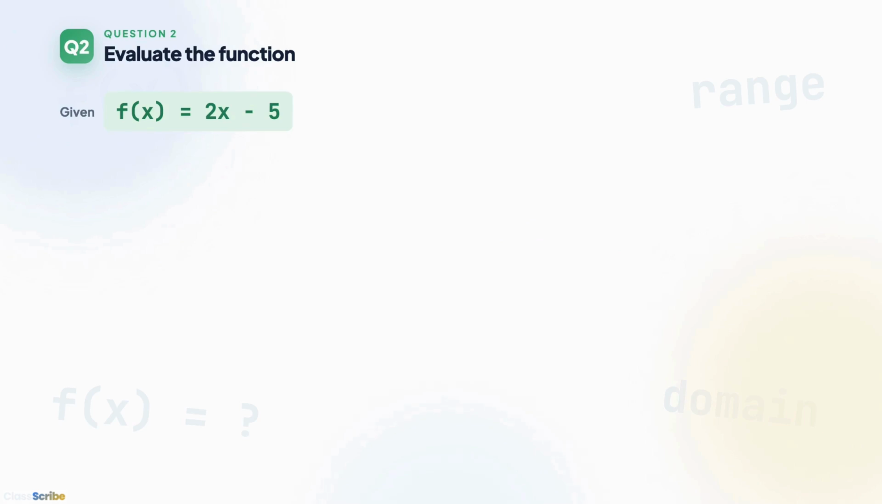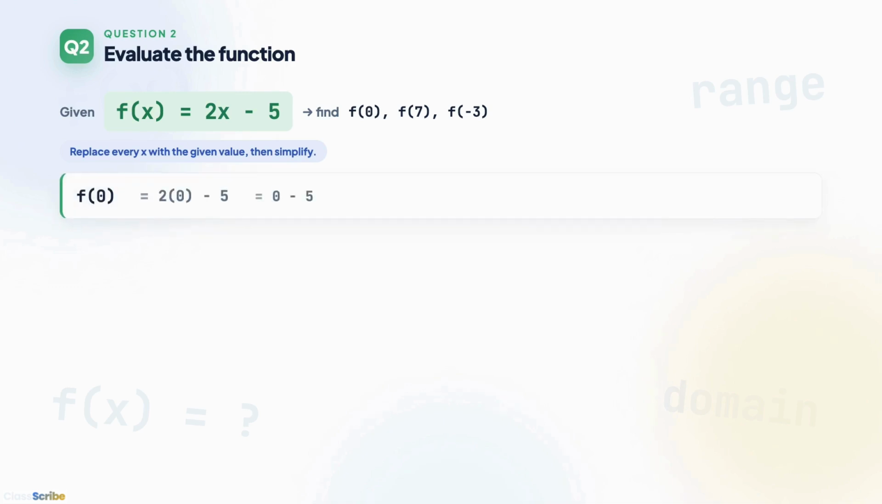A function is defined by f(x) = 2x - 5. We have to find f(0), f(7), and f(-3). Start with f(0). Substitute x = 0. 2 into 0 minus 5 equals -5. So f(0) is -5. Next, f(7) = 2 × 7 - 5, which is 14 - 5, giving 9.